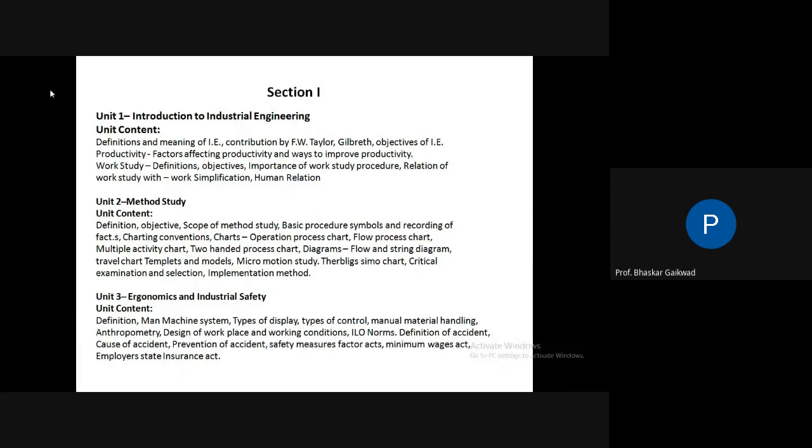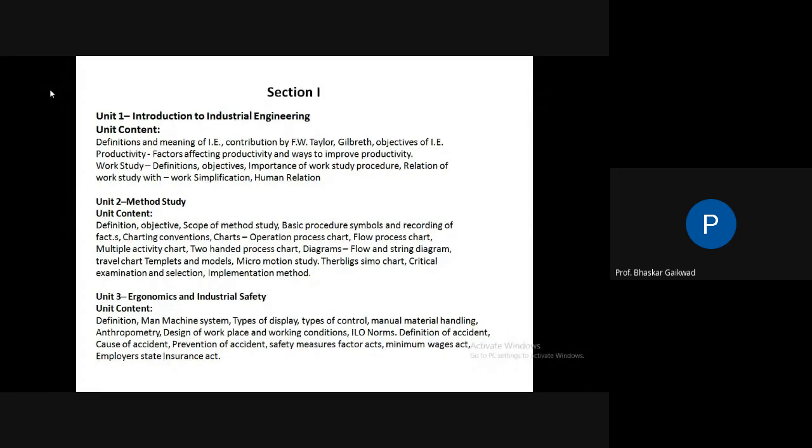Okay, so as per our first unit, we have covered the definition and meaning of industrial engineering, contribution of two scientists, objective of industrial engineering, productivity, factors affecting productivity, and ways to improve productivity. And today we have completed definition, objective, importance of work study and procedure of work study, relations with our jobs, simplification and human relations. Human psychology will come into the picture. So this is about unit number one.